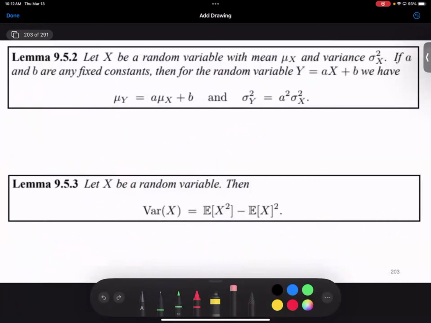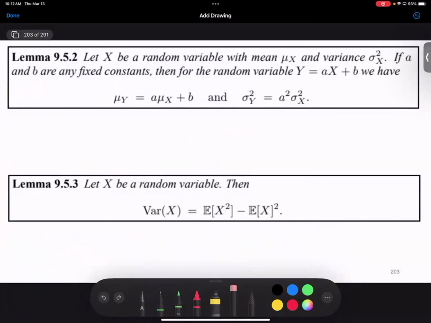The next is some straightforward integration results, which you should try to prove. So if x is a random variable with mean mu of x and variance sigma of x squared, and a and b are constants, we can consider a new random variable y equals ax plus b. This is a linear rescaling. And it turns out that the mean of y is a times the mean of x plus b, and the variance of y is a squared times the variance of x.